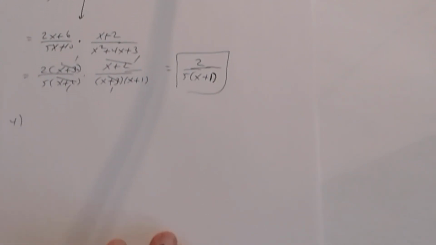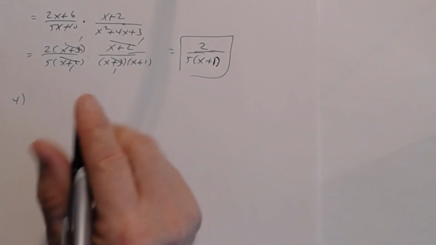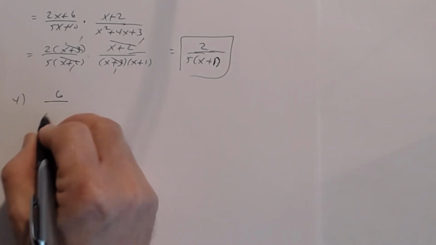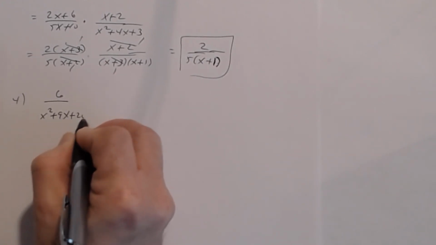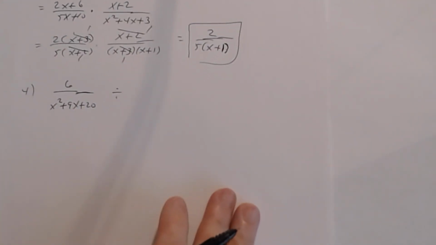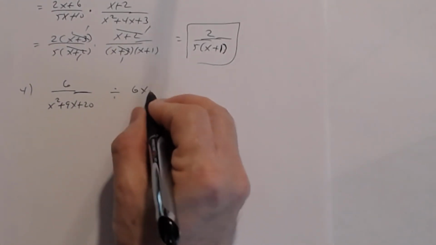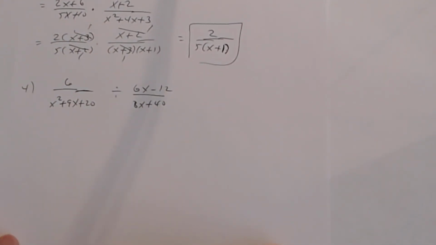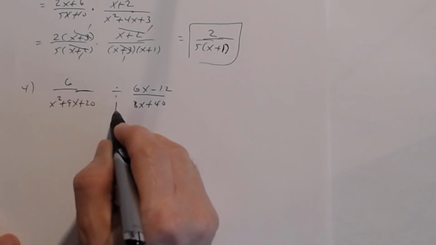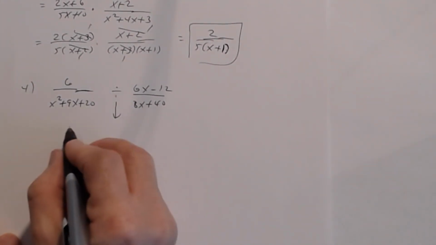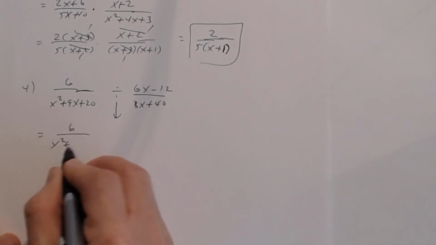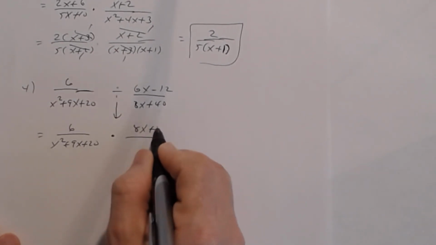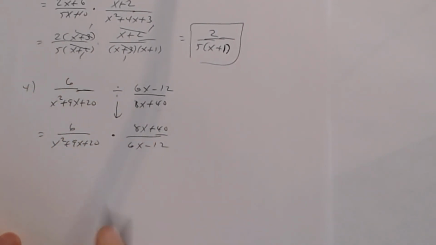All right, let's look at number 4. Number 4, let's suppose we had this in number 4. We had 6 divided by x squared plus 9x plus 20. And that rational expression is being divided by this one. Let's say it's 6x minus 12 divided by 8x plus 40. All right, so again, the first thing, see division? The first thing you do is change to multiplication. So I have 6 divided by x squared plus 9x plus 20 times the reciprocal. So that's going to be 8x plus 40 divided by 6x minus 12.